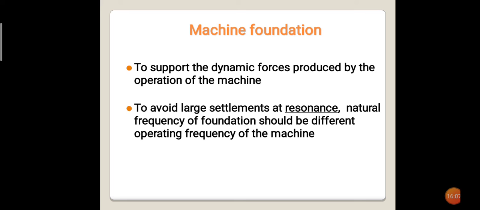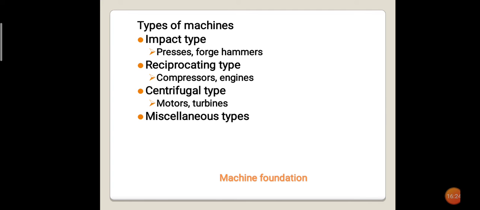So for avoiding this kind of settlements or displacements produced during the operation of the machine, we need to provide the foundation for arresting these vibrations. Okay, so what type of machines need this kind of resistance? Impact type, that is press type, forge hammers, reciprocating type compressors, engines, centrifugal type motors and turbines, missile types. Here we are listing some of the types, but if it is heavy machinery, definitely we need to provide the foundation.